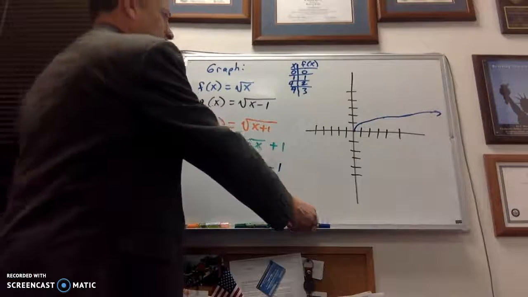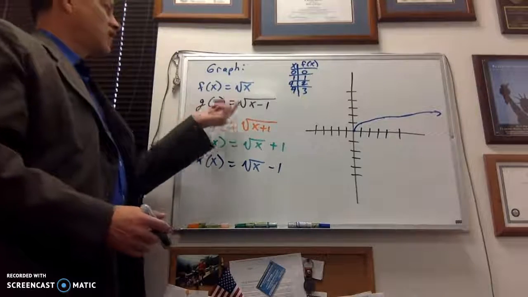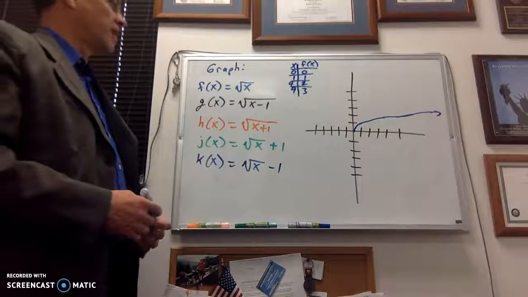All right, so let's take a look at g of x equals the square root of x minus 1.